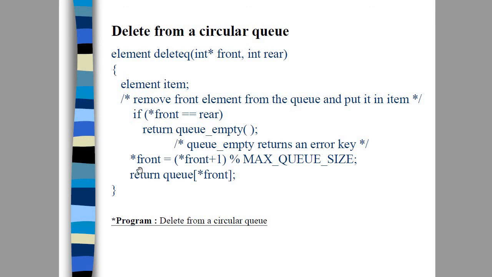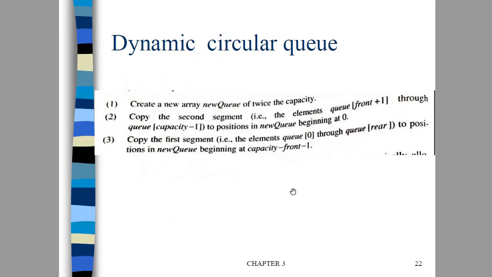Otherwise, what will we do? Front equals front plus 1 mod max queue size. From that location we will remove the element from the queue. In this way the circular queue can be used.